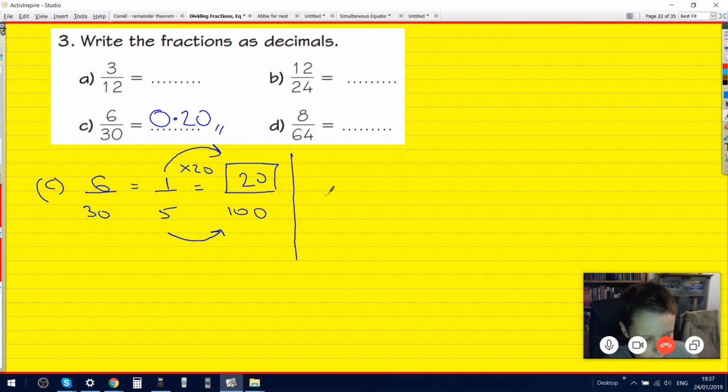And how about part D? Part D is 8 over 64. 8 over 64 is the same as 1/8, I think. Yes. And that simplified would be... well, actually, I think you just leave it as it is. Yeah, go on. So as a decimal, it's 0.